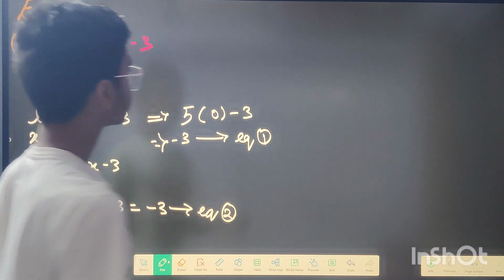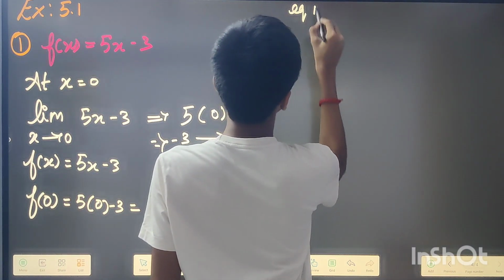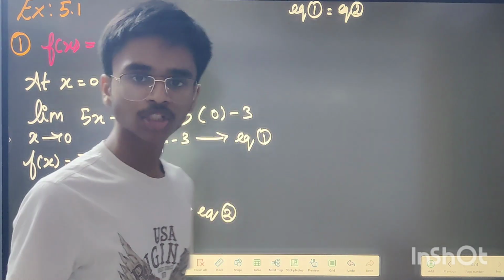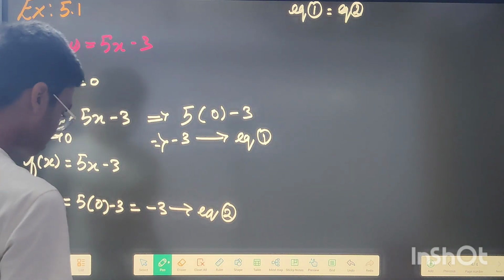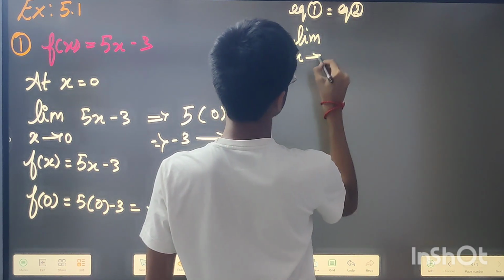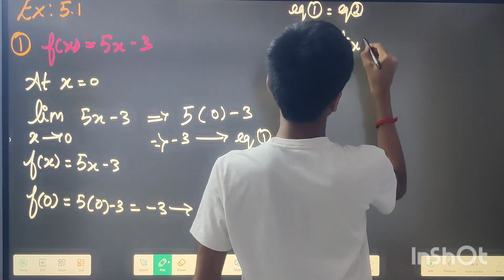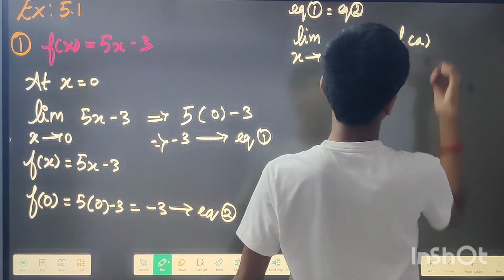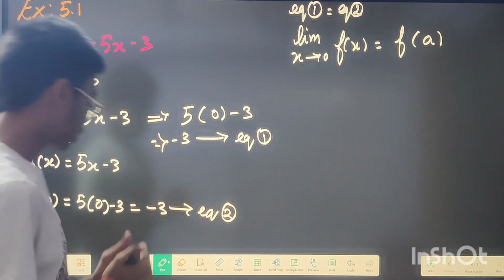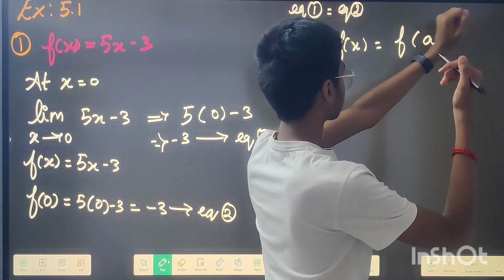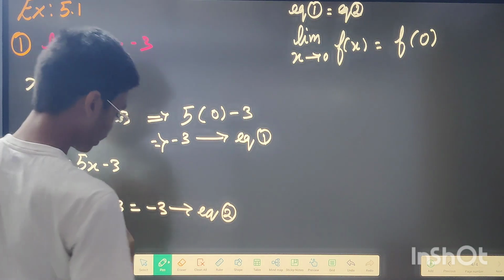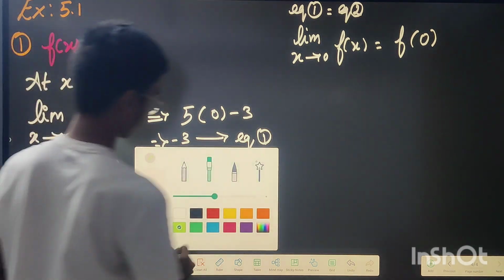So we can say that equation 1 is equal to equation 2. From this we can say that limit x tends to 0 of f of x is equal to f of a, sorry, f of 0, which is what a actually is, 0. So you can say that it is continuous.